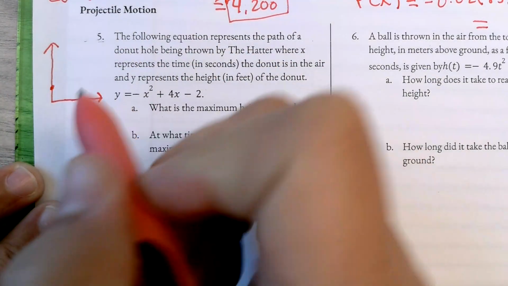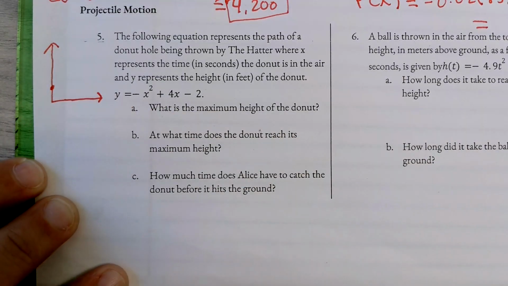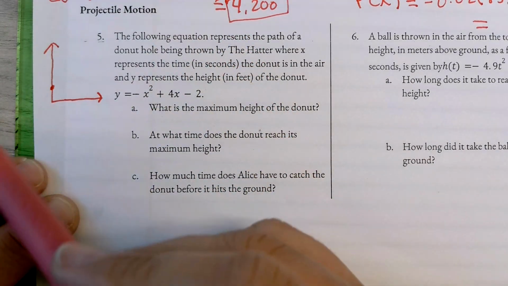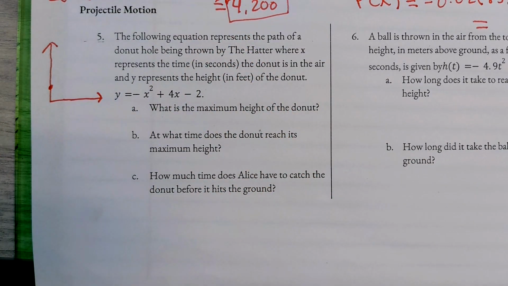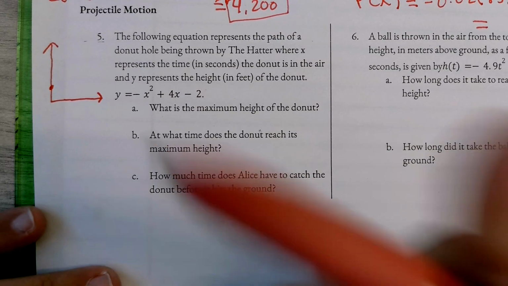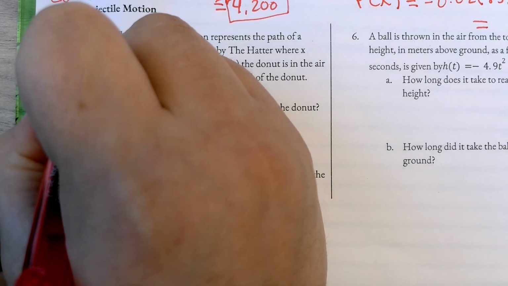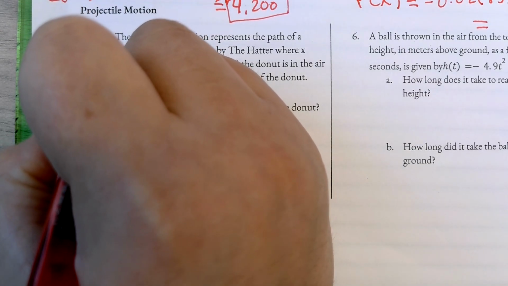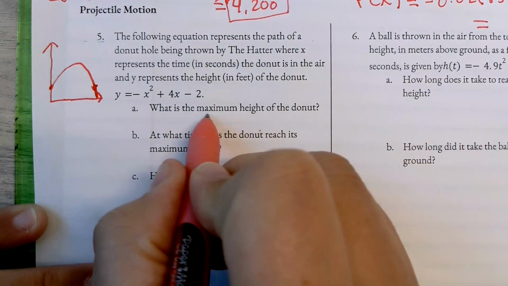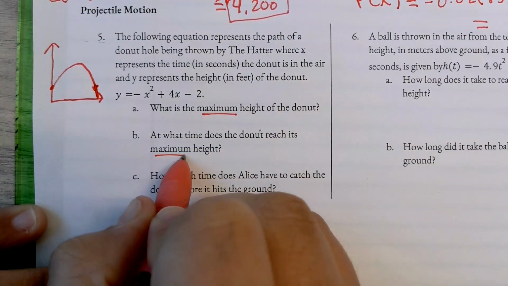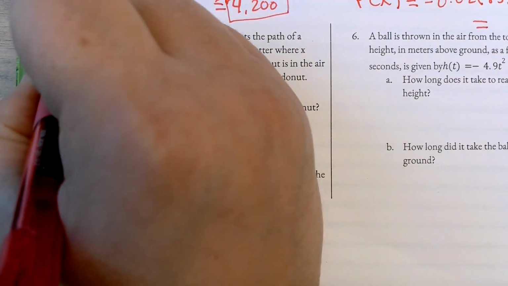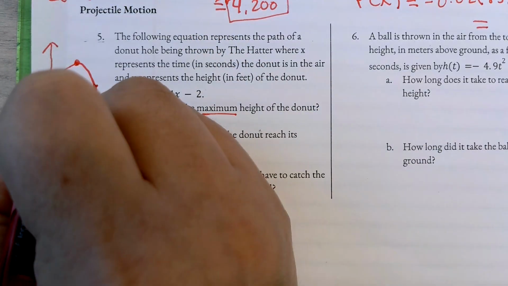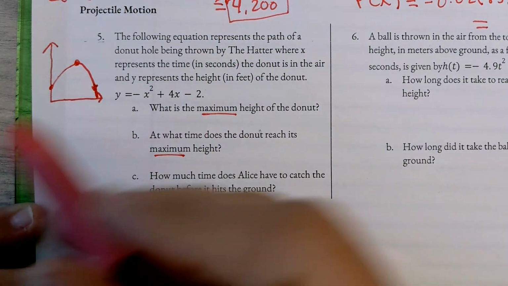Anytime anything gets thrown, a football, a basketball, a donut, or anytime anything is launched, it always goes up and then comes back down. You probably heard that saying before. It always makes some sort of parabola, right? So anytime they're asking for a maximum height or a maximum time, this is still a vertex question. What's important is that you know which one is which.